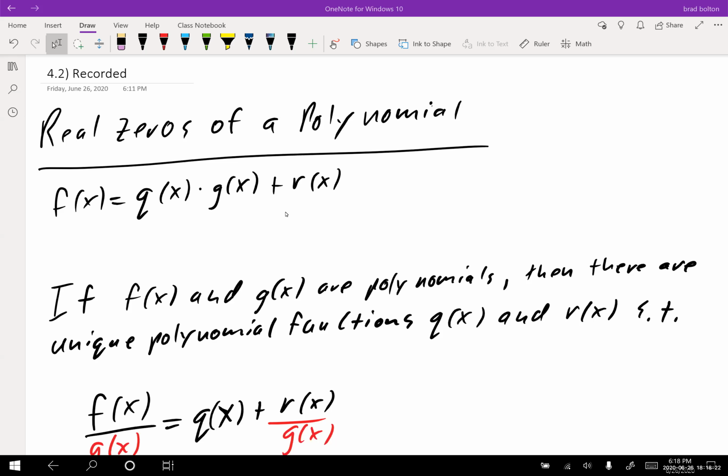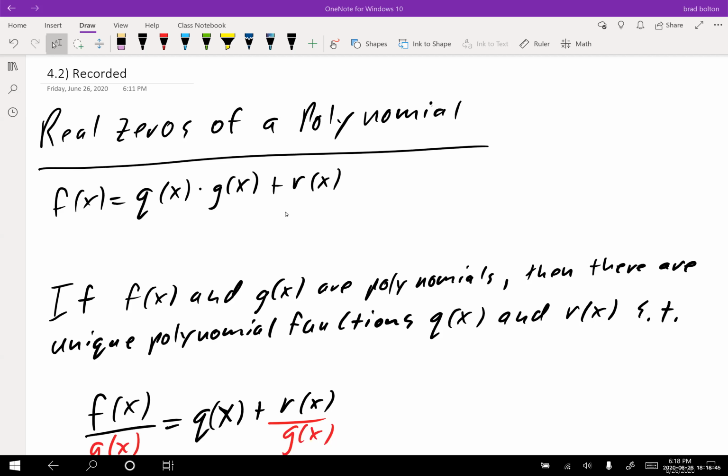Okay, so for today's video, 4.2, we're going to talk about the real zeros of a polynomial, and then the very next video, 4.3, we'll talk about complex zeros of a polynomial. So they'll basically be the same section, but one of them will add a little bit more. It'll take basically any zeros. It doesn't have to be just the real zeros.